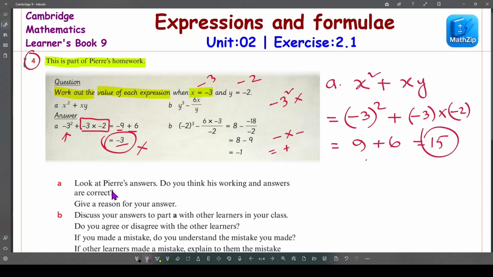This is wrong. So our first question, look at Perrier's answer. Do you think his working and answer are correct? Are the answers correct? No. Number A, wrong. How about number B? Here is y cube minus 6x minus y, divide y.